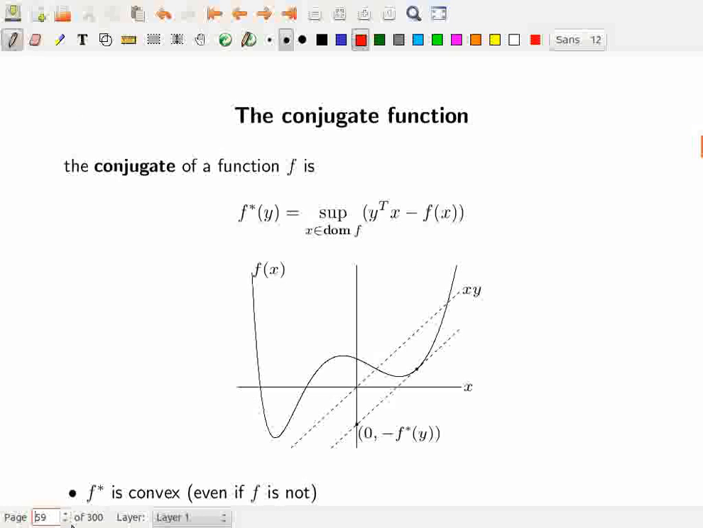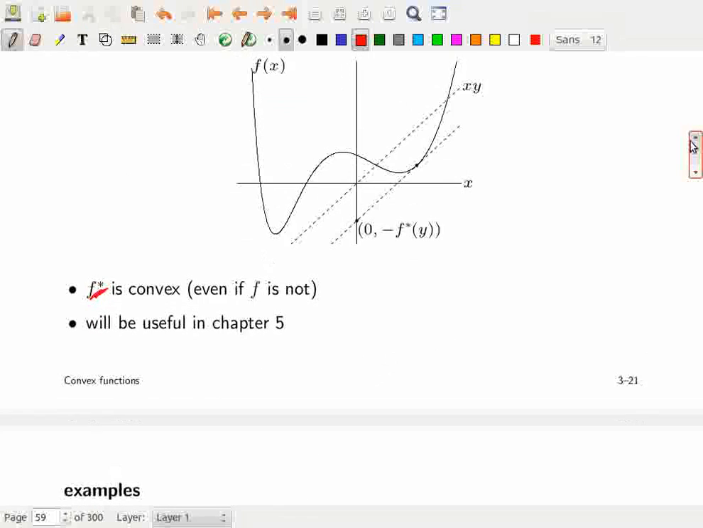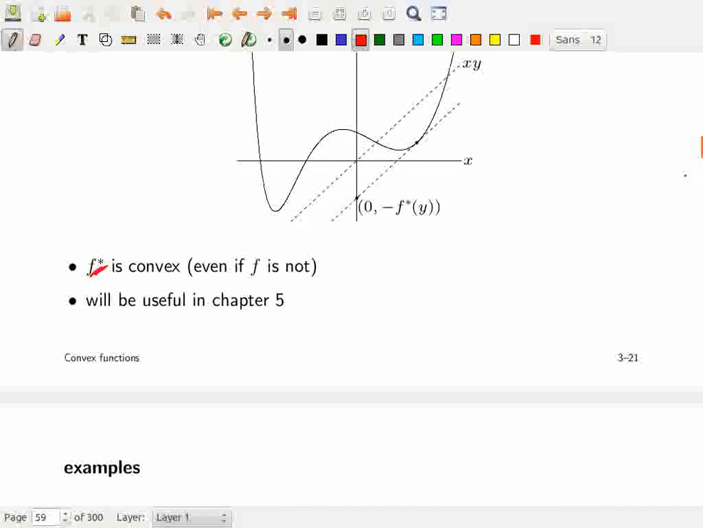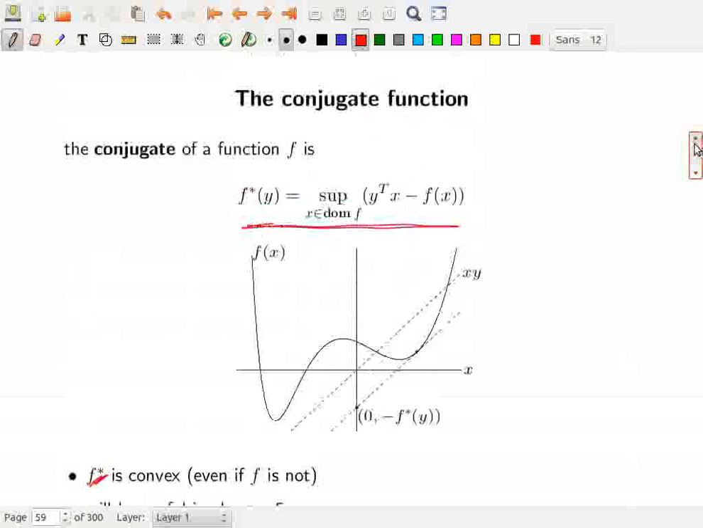The next one is the conjugate function of a convex function. We define the conjugate of a function f as this one. It means the maximum of y transpose x minus f of x, where the x's are in the domain of f, and this function here is convex, even if f is not convex. We have a conjugate in complex numbers, but this one is a little different.